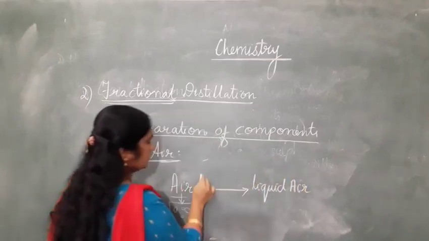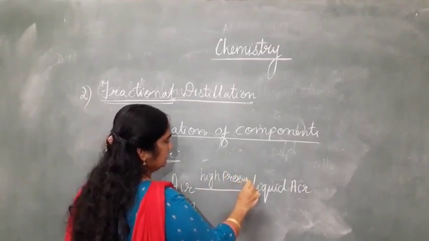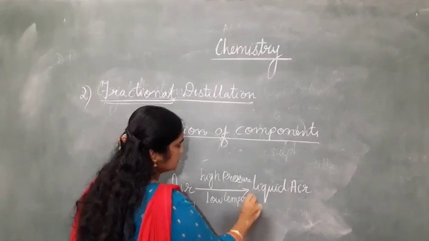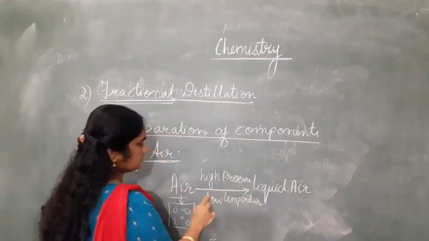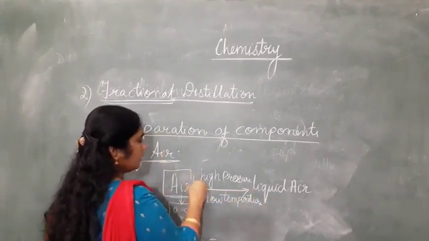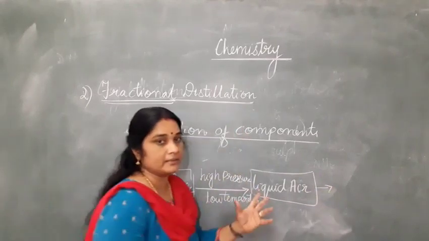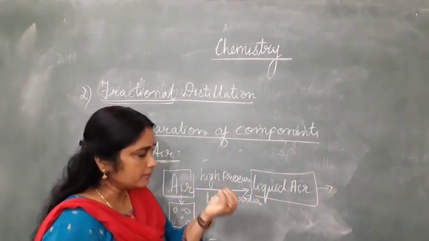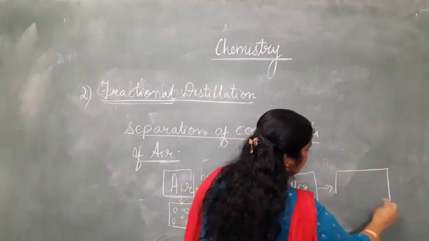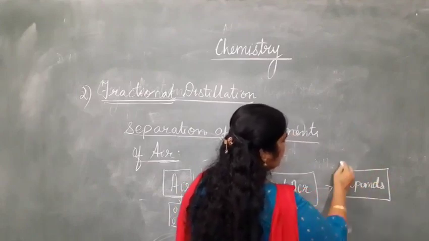And how is it compressed? Under high pressure and low temperature. Under these conditions, air is compressed and changes into liquid air. And then slowly this liquid air is made to expand. A little bit of temperature is given and it is made to expand. So air expands, in which column? In the distillation column, on heating.